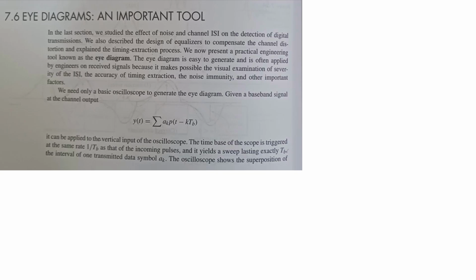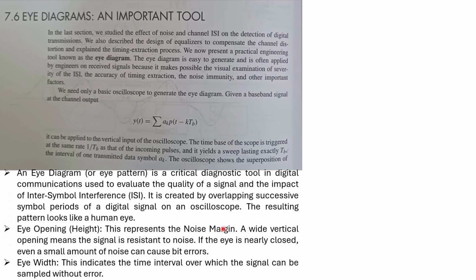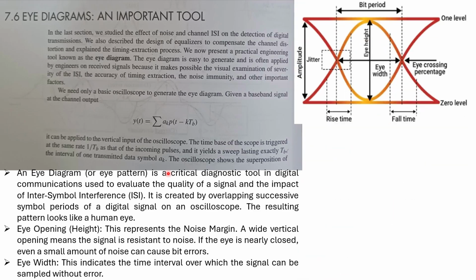So this is also a very important tool, and you should know the eye diagram is a critical diagnostic tool in digital communication used to evaluate the quality of a signal and the impact of inter-symbol interference. It is created by overlapping successive symbol periods of a digital signal on an oscilloscope, right? For example, here you can see this one is transmitting the 1 and this one is transmitting the 0. So now if we see the symbols 1 and 0, the combination of both looks like an eye, right? That is why this is called the eye diagram.